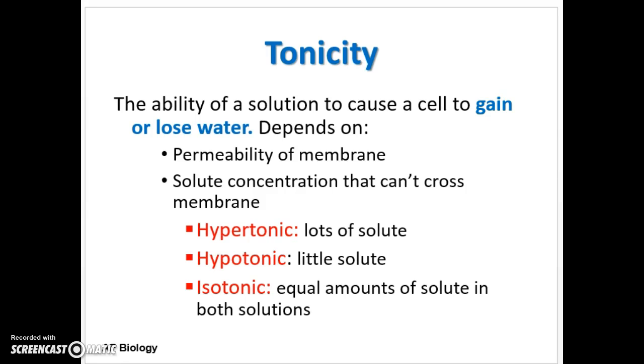What happens is going to be either a hypertonic condition, which means hyper is a lot. So when we have a lot of solute in the solution, it is hypertonic. If it's hypo, that means we don't have very much. It's very little solute in the solution. And if it's isotonic, it means we have equal amounts of solute in both solutions and we're at equilibrium.